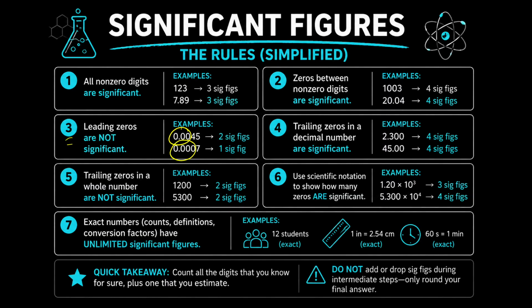Now, trailing zeros is a different story, because if there is a decimal in the number, then trailing zeros do count. That's what it says in number 4. However, if it is a whole number, then trailing zeros do not count. So here, when we have 1200 or 5300, those zeros do not count because there's no decimal point. So if you just remember Rule 3 and Rule 5, which are the ways in which numbers do not count as significant, then you can just remember that everything else counts as significant. But if you'd like to pause and read through all of this, I invite you to do so.